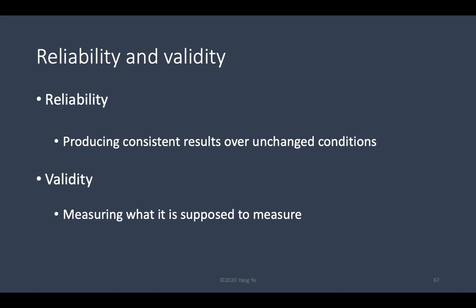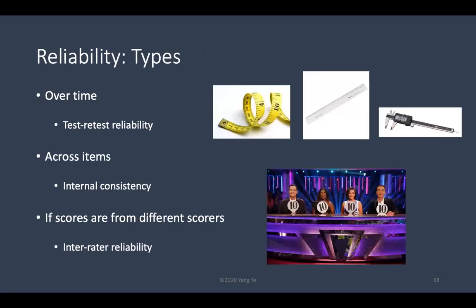So we've talked about validity, which is whether the measure measures what it's supposed to measure. And there's also reliability, which is whether the measure can produce consistent results under unchanged conditions. So if you imagine a ruler that measures the same object under the same temperature and all the other conditions, and the ruler gives a slightly different reading all the time, then depending on how much it differs, we can say whether the ruler is reliable or unreliable. And again, there are ways of establishing reliability and validity for measures.